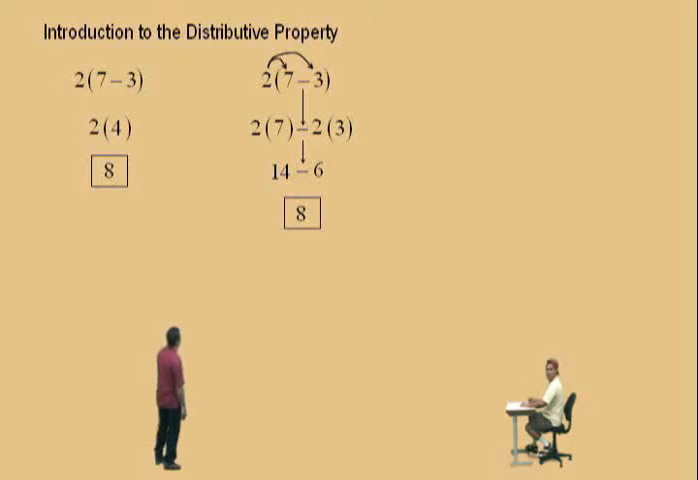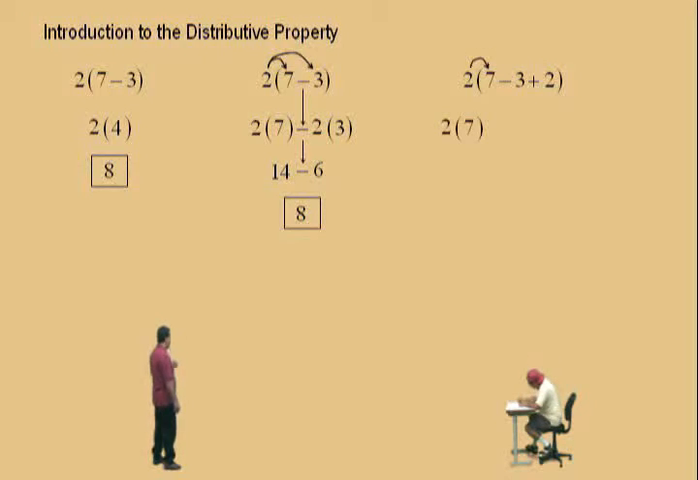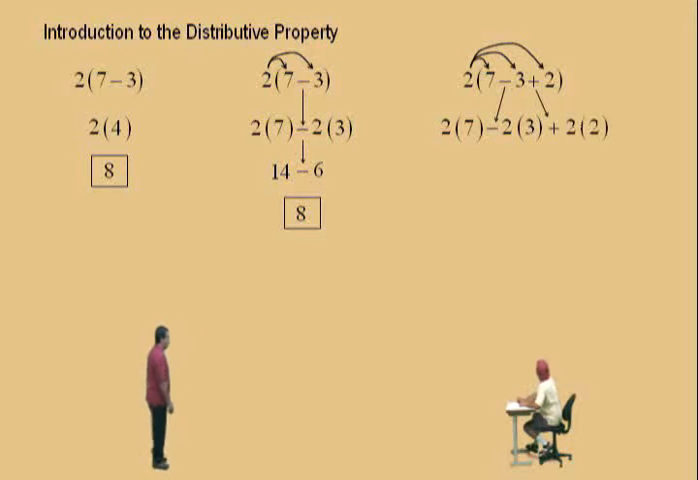Now we go to this next one. Here we're going to distribute across a subtraction and an addition. Same process. We take 2 times 7, bring down your operation, which is a subtraction, and then we have 2 times 3, which is going to be 6. Bring down our addition, and then we have 2 times 2, right?